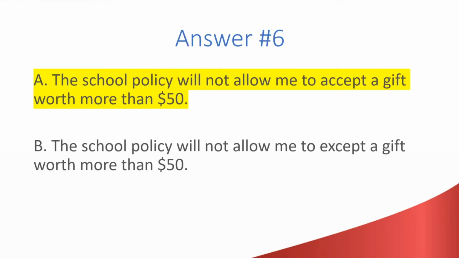Let's see. A, of course: the school policy will not allow me to accept a gift worth more than $50. And again, you can go to the sound-alikes and it'll give you a definition of what both of these mean. So accept something is just that. You accept a gift. But except, EXCEPT, that means an exception, like you're not accepting something. It's just the opposite. It has good definitions in the sound-alike section, so if you're ever mixed up on sound-alike words, always check it out, just to be sure.